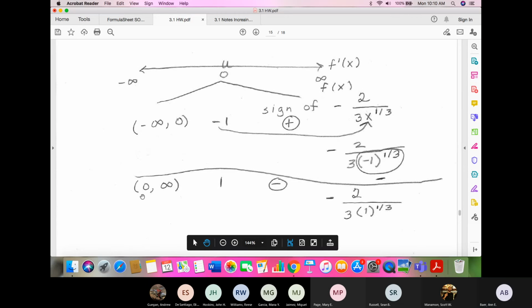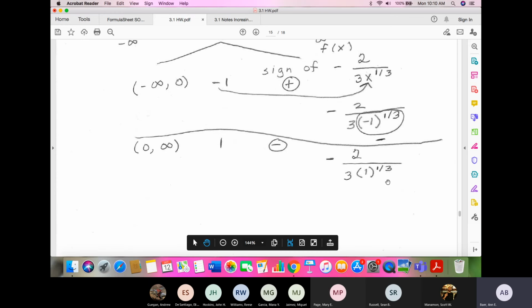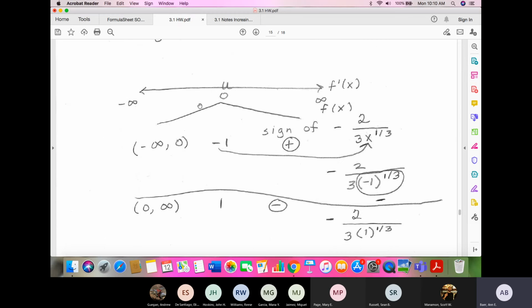For this interval, we chose 1. Let's plug in 1 up here for x, and we will get -2/3, 1 raised to the 1/3 power. And you can see 1 to any power is 1. So we just have a single negative. So the sign here is going to be negative. We put the + up here, and then negative over here. This plus is going to make this go up. The negative is going to make it go down. So we have a relative maximum at 0.